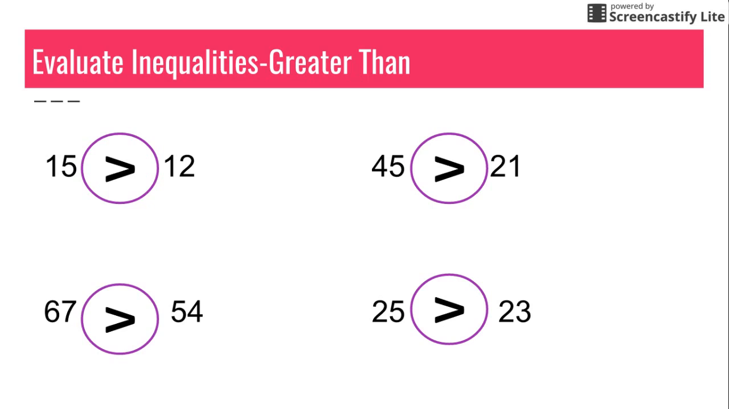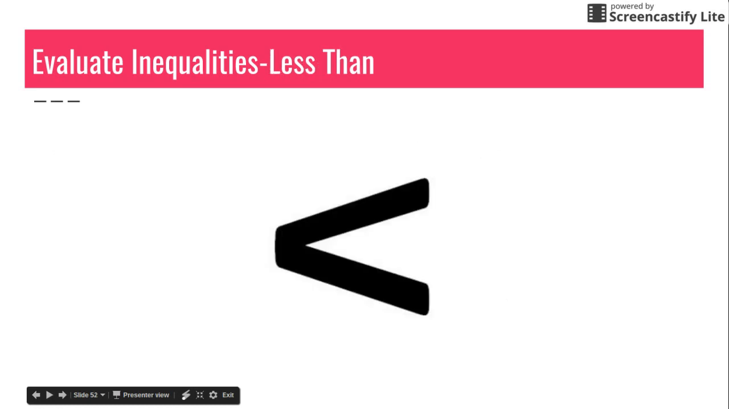Now, the reason these symbols actually have a name and not just the alligator is because it's like you're reading a sentence. If you look at the first sample, we had 15 is greater than 12. That's how you'd read it, left to right, just like you would in a book. Here again, you have 45 is greater than 21. Next, we're going to do the less than sign. And again, it's just like when you're reading in a book.